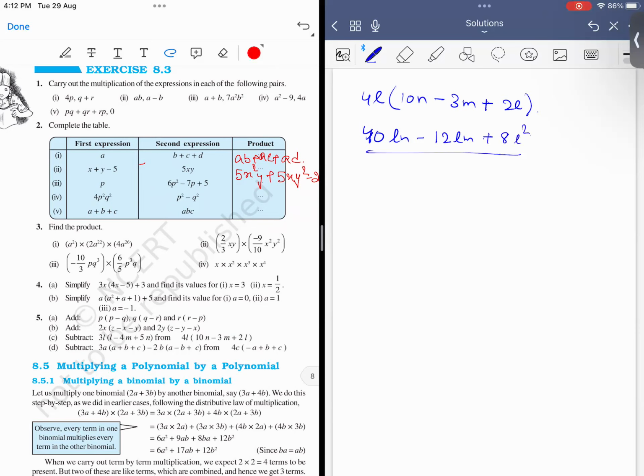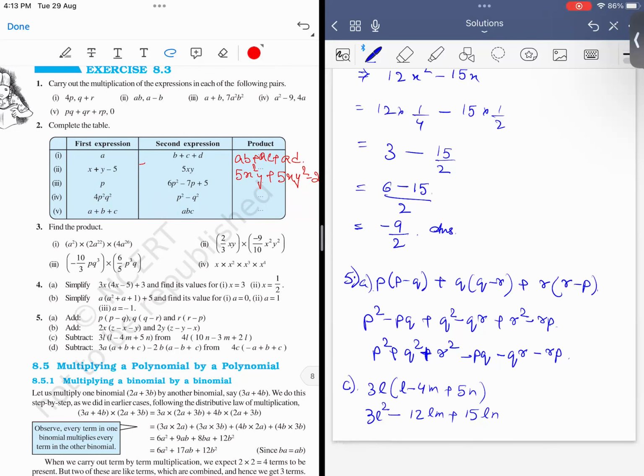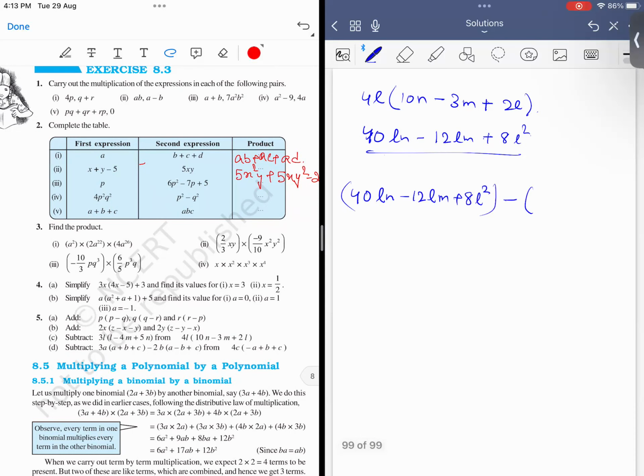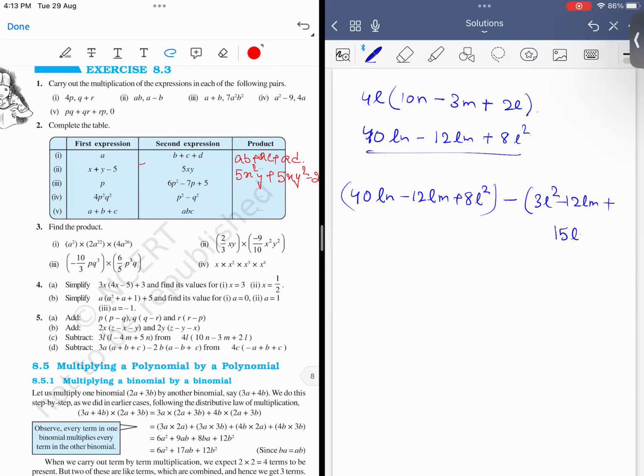Now from this expression, we have to subtract the previous expression. So write down. So 40ln minus 12lm plus 8l square in bracket, minus of which expression? 3l square minus 12lm plus 15ln. Now open the brackets carefully. 40ln minus 12lm plus 8l square minus 3l square plus 12lm and minus 15ln.